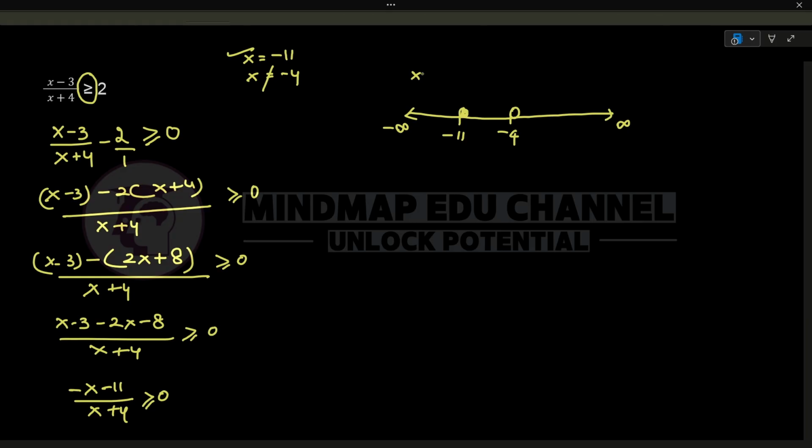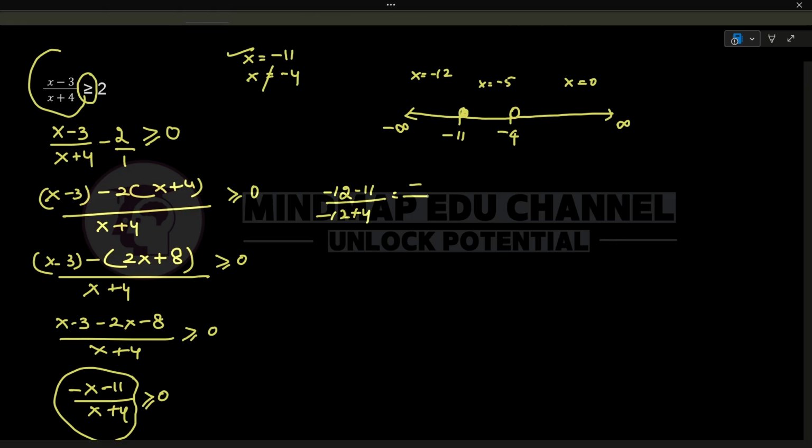So here let's take x equals minus 12. Here let's take x equals minus 5, and here x equals 0. Now plug in these values in your expression. So it will be minus 12 minus 11 over minus 12 plus 4. So here it will be minus. Even in the denominator it is minus. So minus minus plus. Clear?